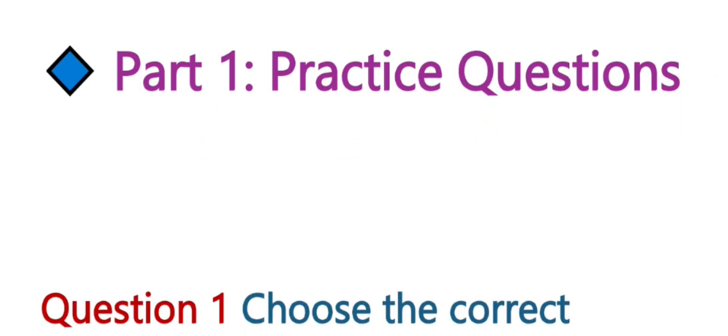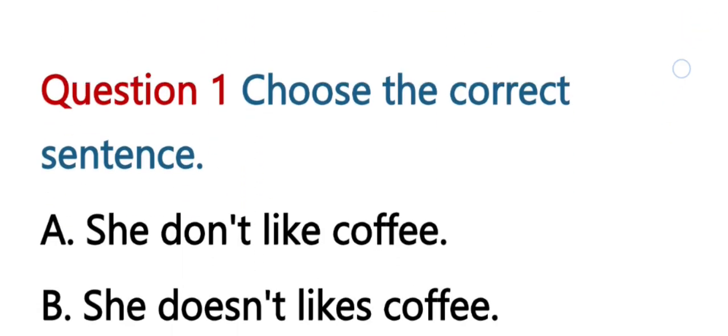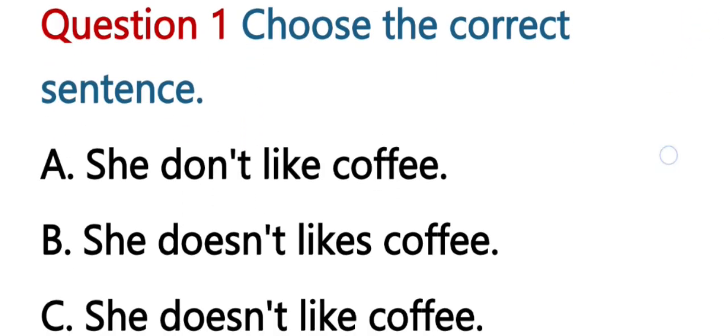Okay, so with this we have come up with the part 1 place, wherein we'll be discussing practice questions of number 1 up to 10. I expect you to pause the video and make your attempts, and then we'll discuss the answers of the same. So let's talk about the first question, which is choose the correct sentence. And these are your options. A, she don't like coffee. B, she doesn't like coffee.